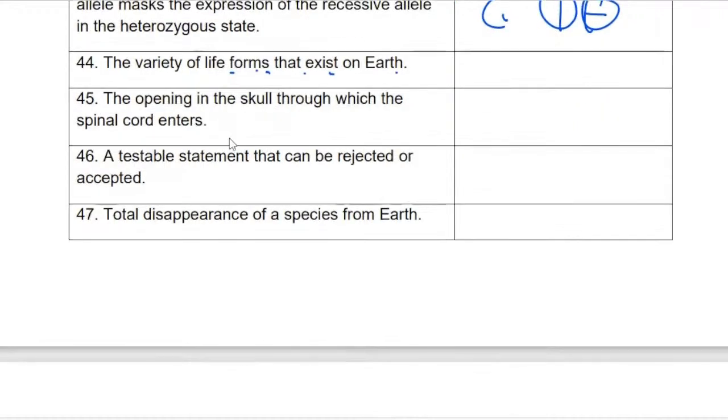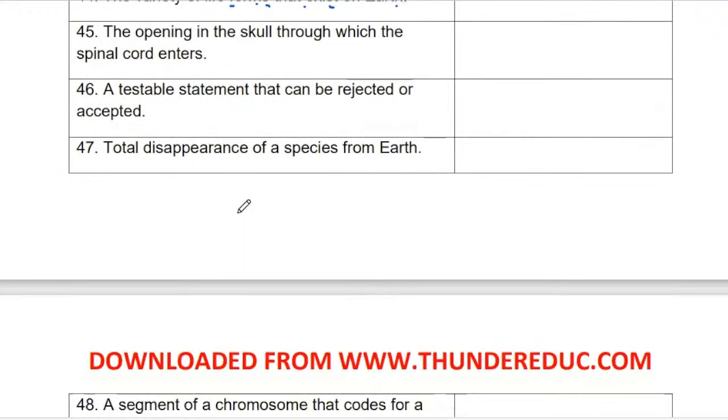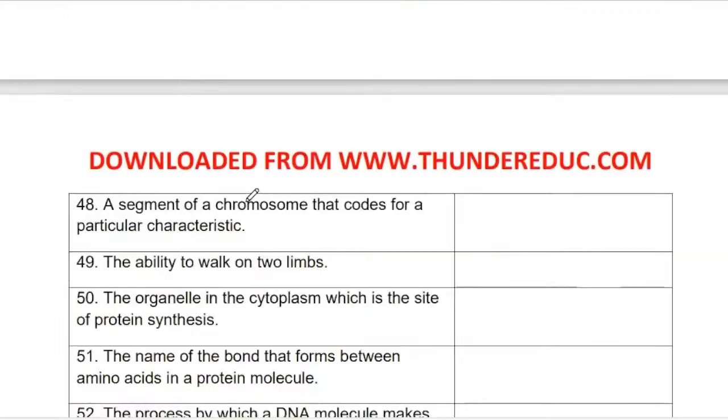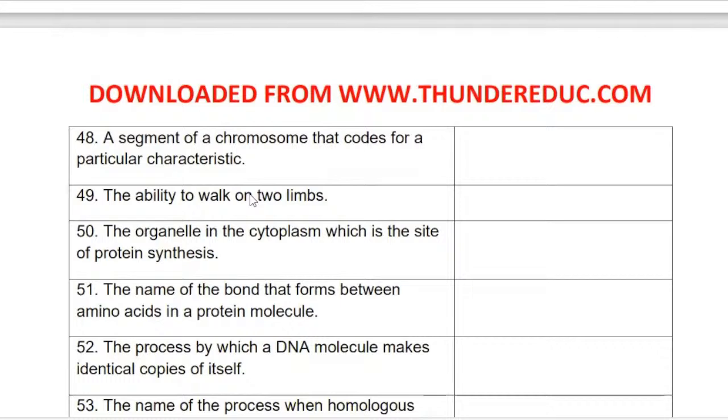They're saying that a variety of life forms that exist on Earth is called biodiversity. An opening in the skull through which the spinal cord enters, we call it foramen magnum. The testable statement that can be rejected or accepted is a hypothesis. Total disappearance of species from the Earth, we call it extinction. A segment of chromosome that codes for a particular characteristic, we call it a gene.